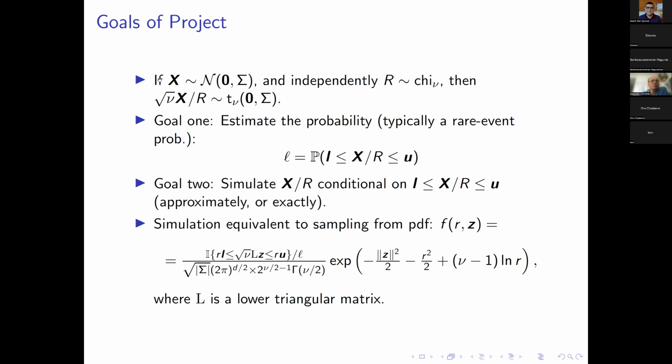So the problem is very simple to describe, and yet has many applications, which is why some significant effort has been dedicated to it. So we wish to estimate probabilities of this form, which is essentially the probability that a multivariate student distributed random variable lies in some rectangle.